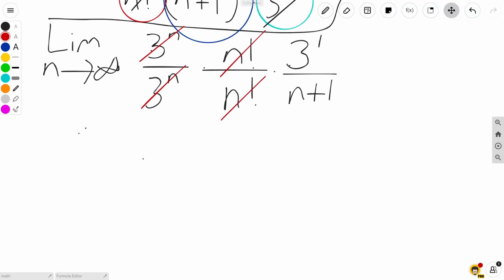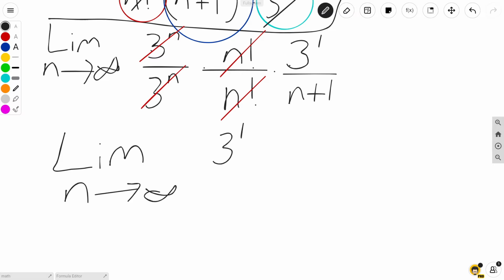left with the limit as n approaches infinity of 3 divided by n plus 1. So now all we simply do is just plug in our n to see what we get.